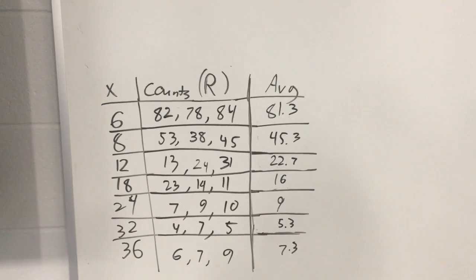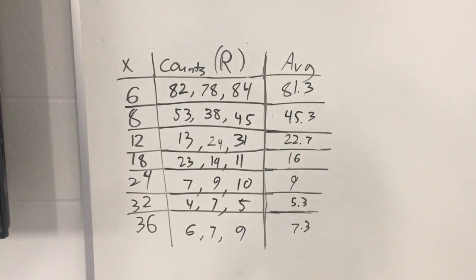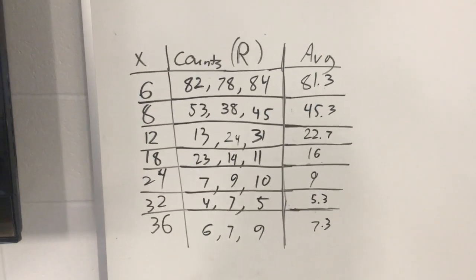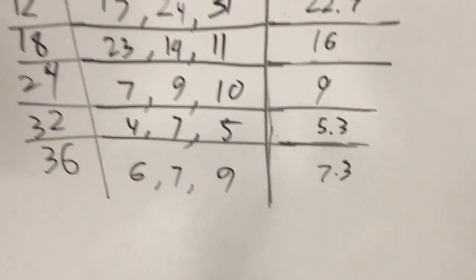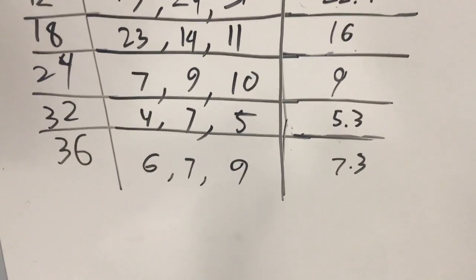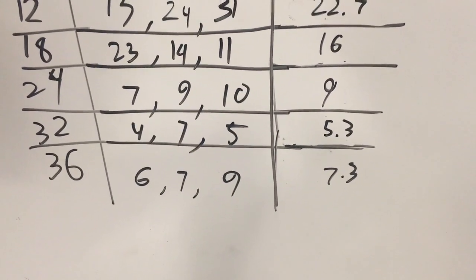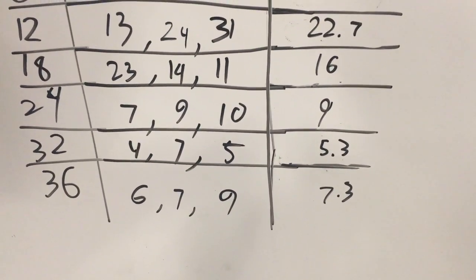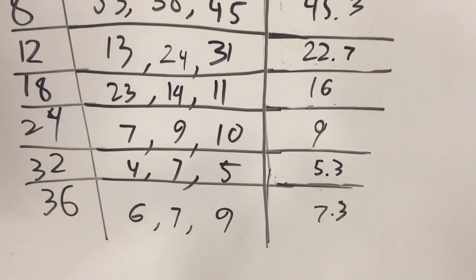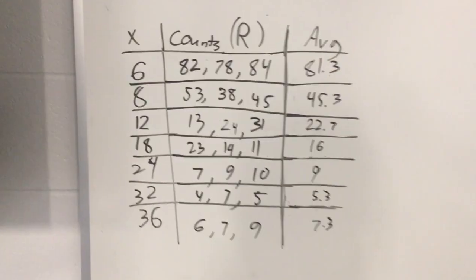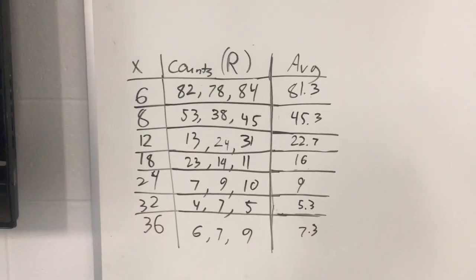And voila. So go ahead and record the averages in your table. You might notice that the last two data points that we have don't really match up with our theory because it should keep decreasing. But that's okay because this is real data and it's not going to be absolutely perfect.